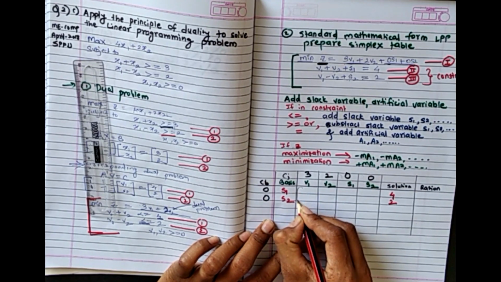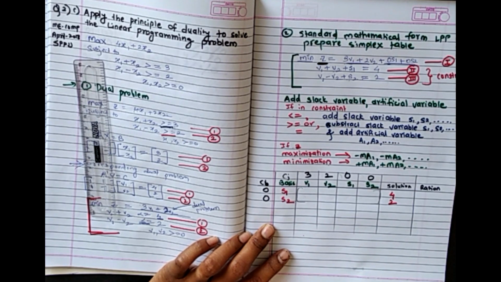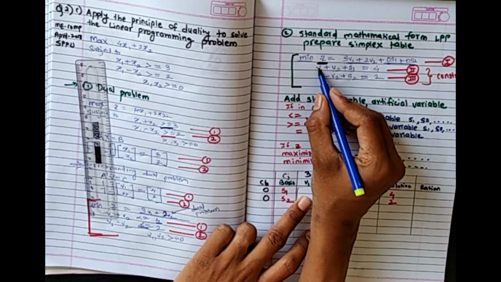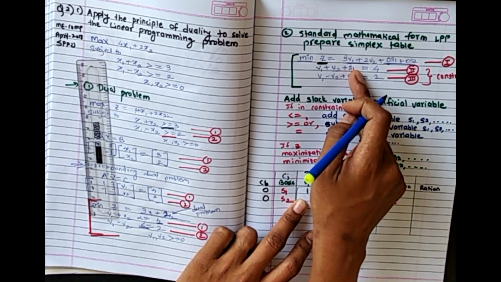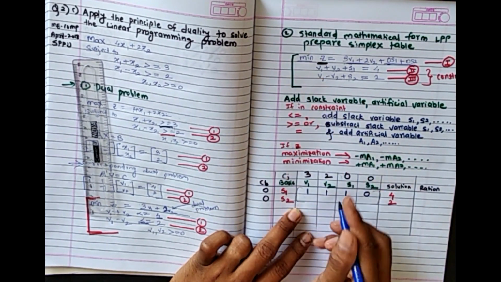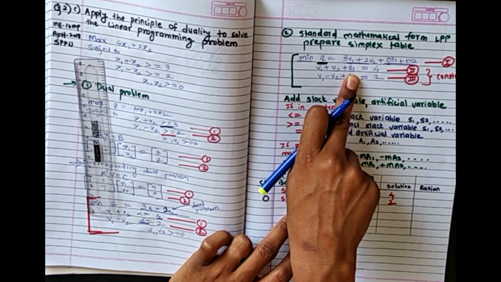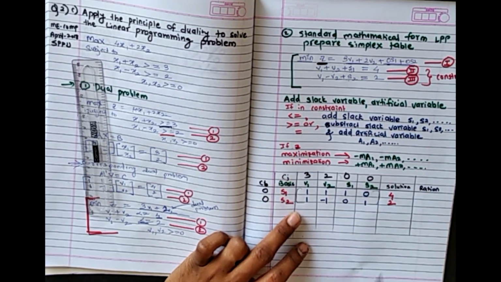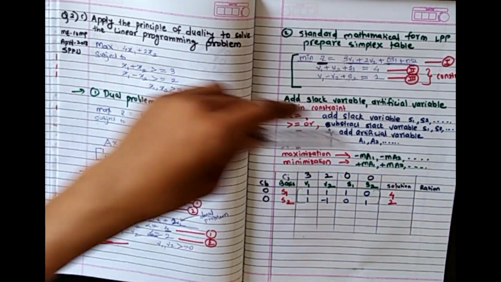This will be the coefficient of all the variables in your constraint equations. So the coefficient of v1 in the first equation is 1, of v2 is 1, of s1 is 1, and s2 was not here, so it will be 0. Now for the second equation, the coefficient of v1 is 1, of v2 is minus 1, of s1 is not there, so it will be 0, and the coefficient of s2 is 1.